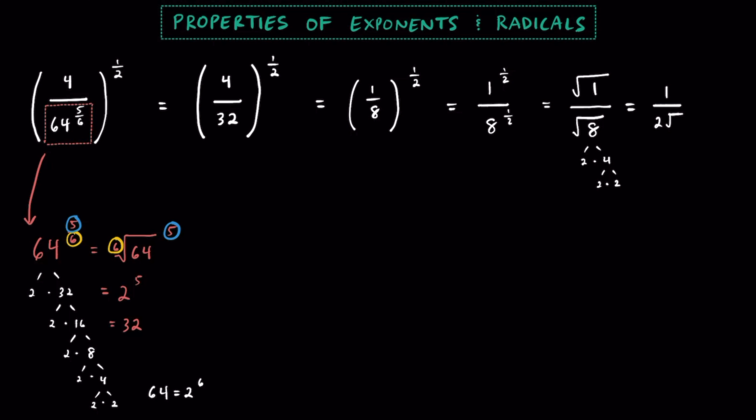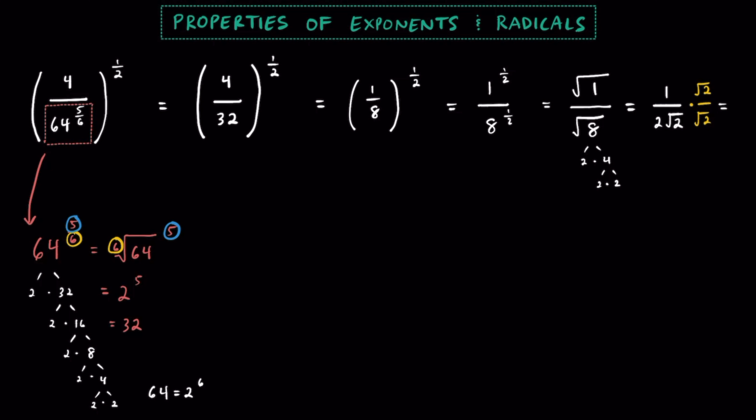So we can say this is 2 root 2. Now, you're going to want to also remember that you can't really have a radical in the denominator, so you can rationalize this by multiplying by root 2 over root 2 on top and bottom, which is really just the identity, multiplying it by 1.